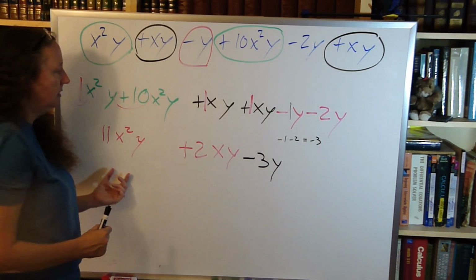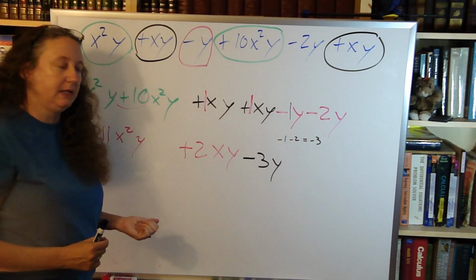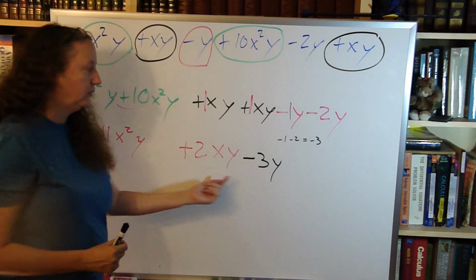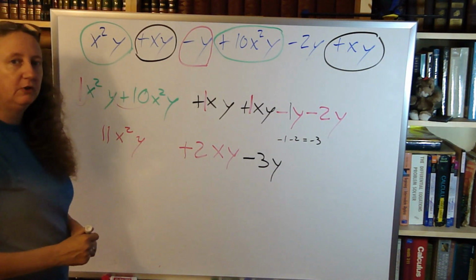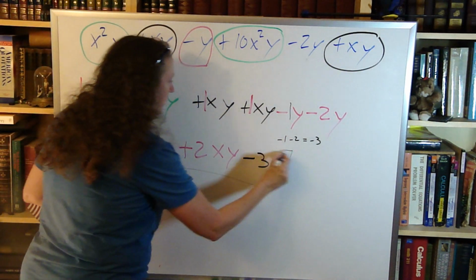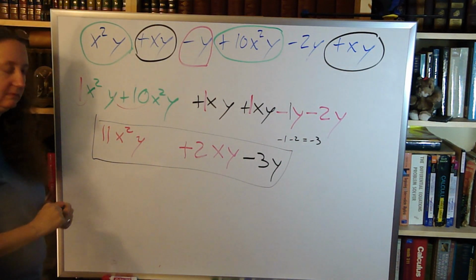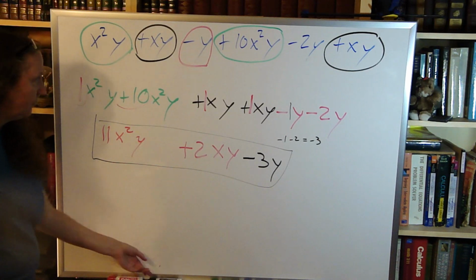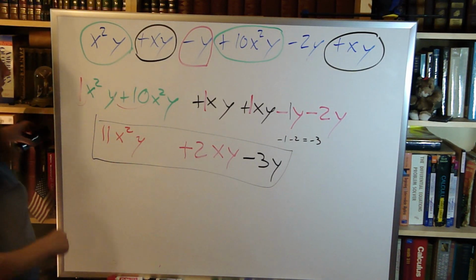Double check. Is there anything else I can combine here? X squared y, xy, y? No. It's all combined as much as it can be. So this is my answer for this problem. Now I go to my next problem.